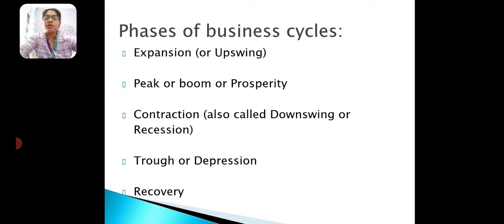The phases of business cycles can be broadly divided into the expansion phase, also called the upswing phase. Then there is the peak, also called the boom phase or prosperity phase. Then we have contraction, also called downswing, or most commonly the term you would have heard, recession. Then we have trough or depression. Even this you would have heard, the term depression. Then there is recovery. Okay. Let's see what these phases are and how the macro variables work under each phase.